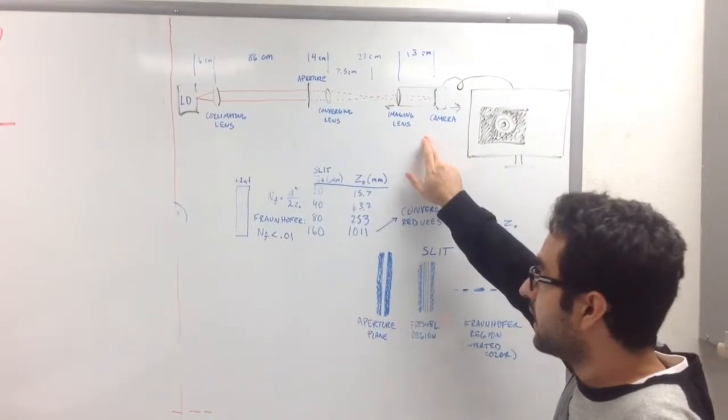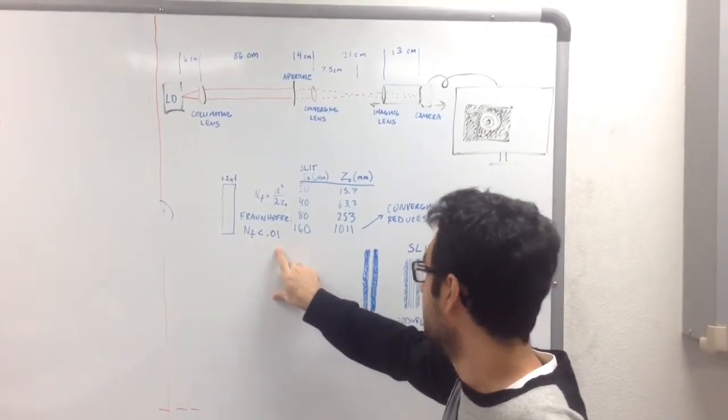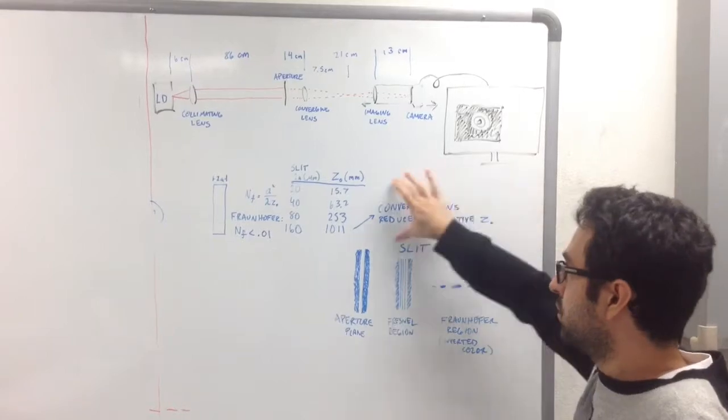onto a camera. We calculated the distances at which the Fraunhofer region begins, which is given by a Fresnel number less than 0.01. This is assuming collimated light with a converging lens.